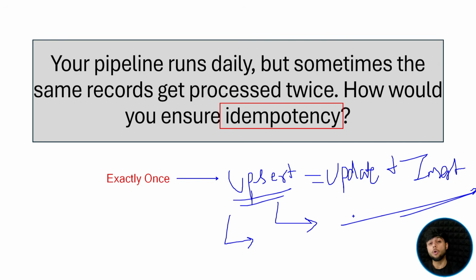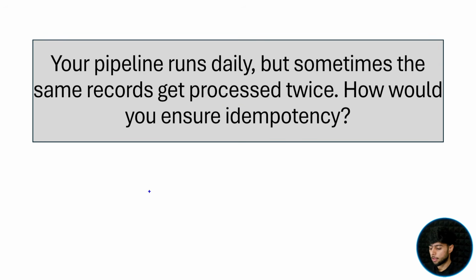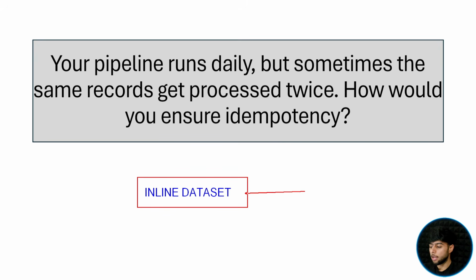Okay. And how can we enable this? We can enable this with the help of inline datasets in data flows, which actually creates a Delta Lake dataset. Otherwise, you cannot enable upsert, you cannot enable these things.